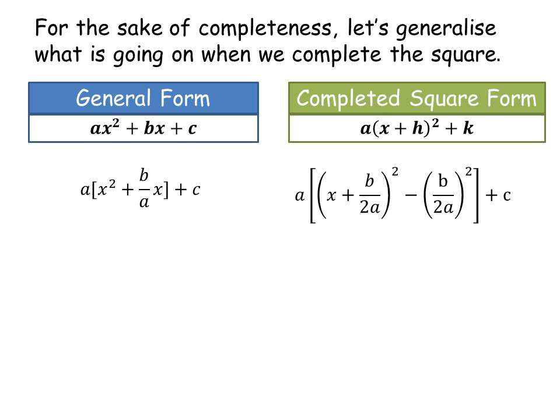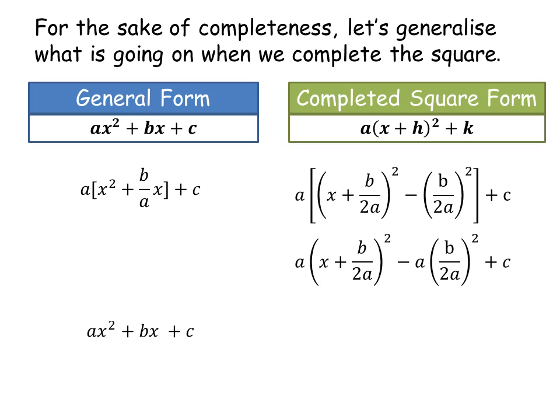I take half of this coefficient, which is then b over 2a. So I have a, open square bracket, x plus b over 2a all squared minus the square of b over 2a, close my square bracket, plus c. And then I simplify. So a multiplied by x plus b over 2a all squared minus what? I've got to multiply this a by this term. A multiplied by b over 2a all squared plus c.